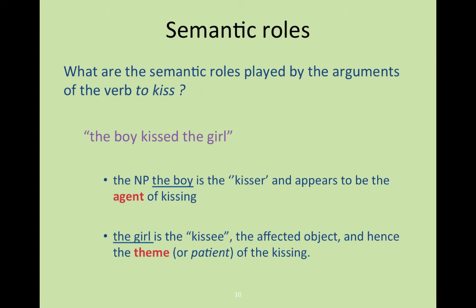Let's take a look at a simple sentence, the boy kissed the girl, and attempt to answer what semantic roles are played by the arguments of that verb, to kiss. What we see is that the first noun phrase, the boy, is doing the kissing. And this would put him in the semantic role of the agent. He's the doer. And the girl, who's the recipient of the action, or the affected object of this verb to kiss, is the theme of the verb to kiss. And that's also referred to in some literature as the patient.